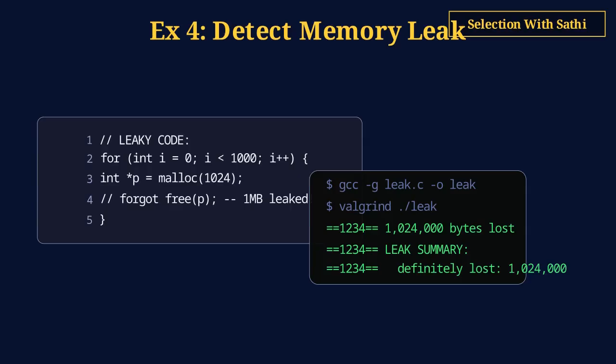To detect leaks automatically, use valgrind. Run valgrind --leak-check=full ./program. It will report exactly where every leaked byte was allocated. Essential tool for C developers.